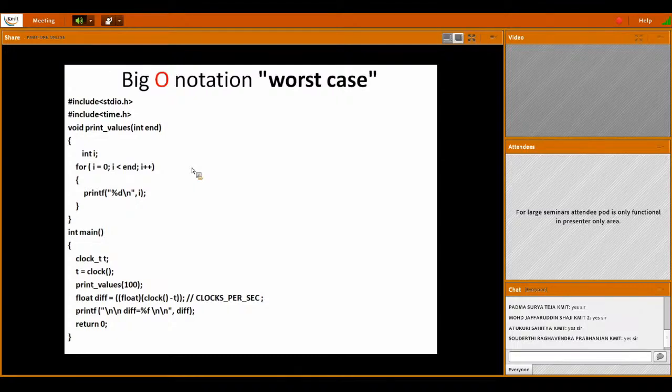As you see the code, the time for execution is almost calculated.